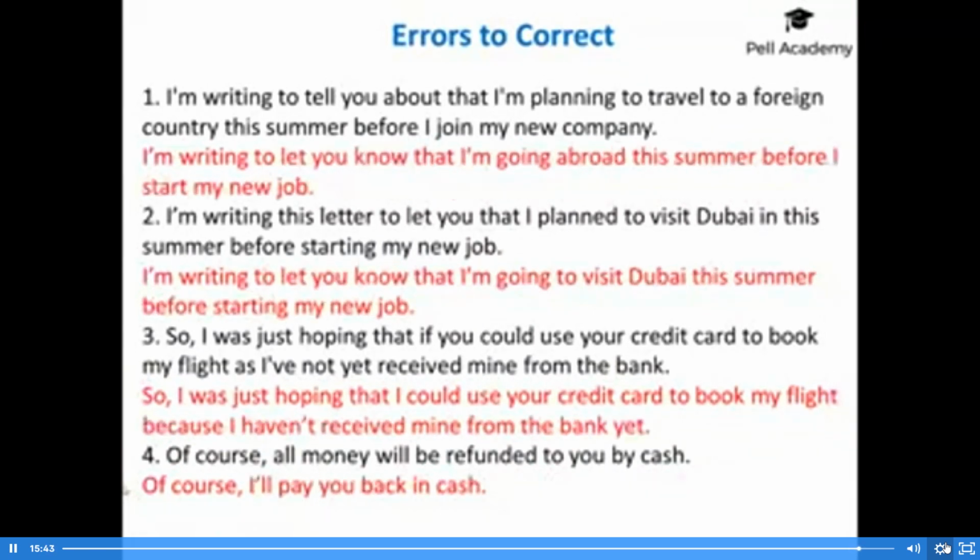Okay, so here's what I came up with. Basically these 4 sentences are now, I mean, still grammatically correct, but they would be more suitable for a letter to a friend, because that's what it is.